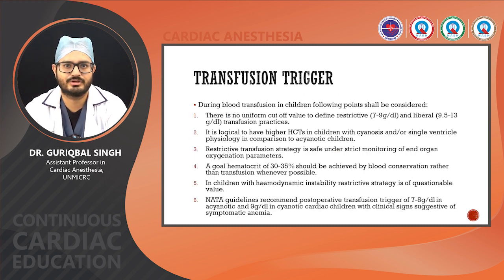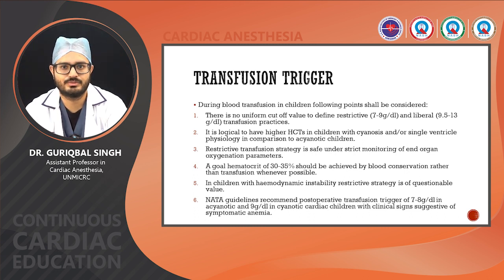So, transfusion trigger. During blood transfusion in children, the following points shall be considered: there is no uniform cutoff value to define restrictive and liberal transfusion practices. It is logical to have higher hematocrit in children with cyanosis or single ventricle physiology in comparison to acyanotic children. Restricted transfusion strategy is safe under strict monitoring of end organ oxygenation parameters. A goal hematocrit of 30 to 35% should be achieved by blood conservation rather than transfusion whenever possible.